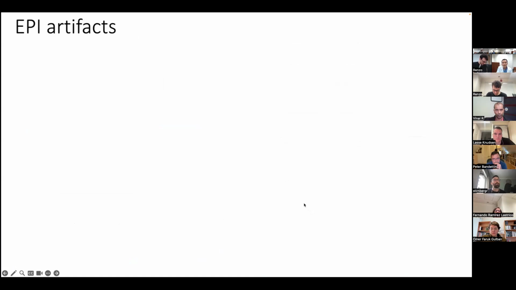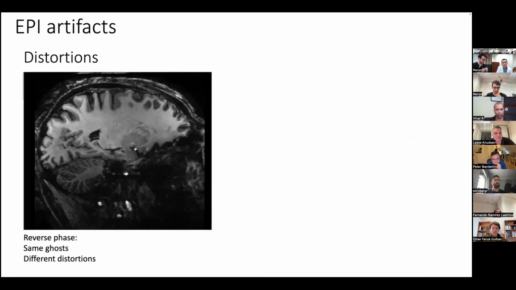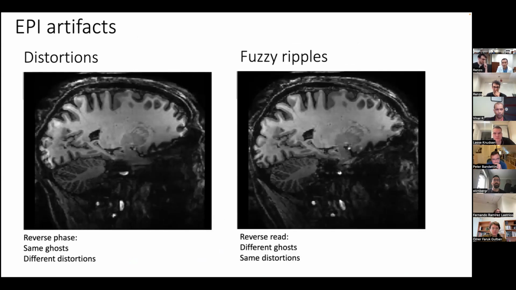Specifically, EPI suffers from two forms of phase inconsistency. The geometric distortions that we want to be in full control of. But even without the distortions, you can still tell that this is an EPI image and not a FLASH. This is because of a kind of phase inconsistency that we call fuzzy ripples, which are unrelated to spatial signal misplacement.